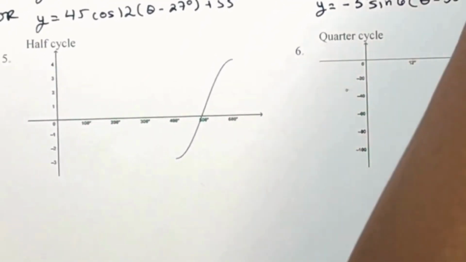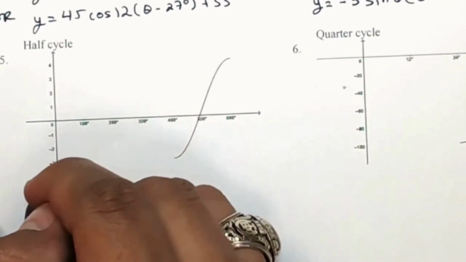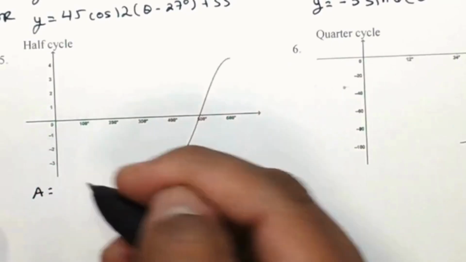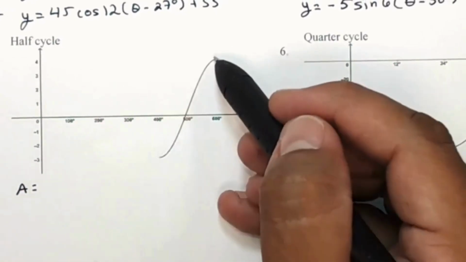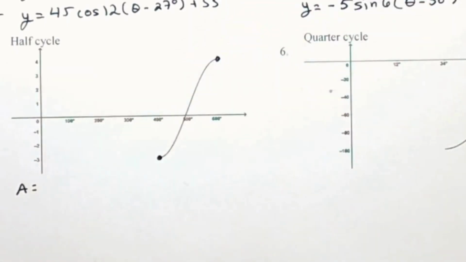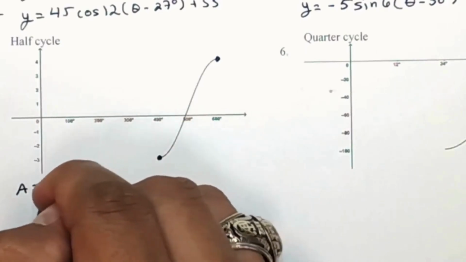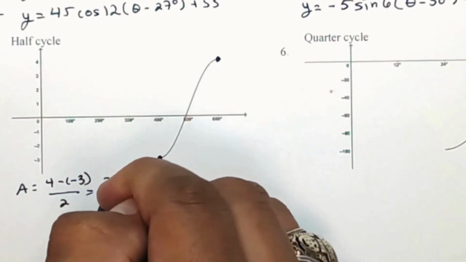Well, what I would like to think about these as is, instead of dealing with a whole cycle length of 360, we're going to do 180. So let's do the same thing, where if I have our value of A, it's the maximum value, which is up here at 4, minus the minimum value, which is down here at negative 3. So max minus the min divided by 2 is 7/2.